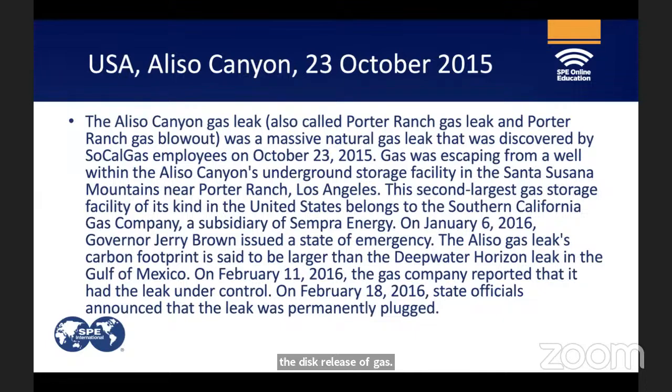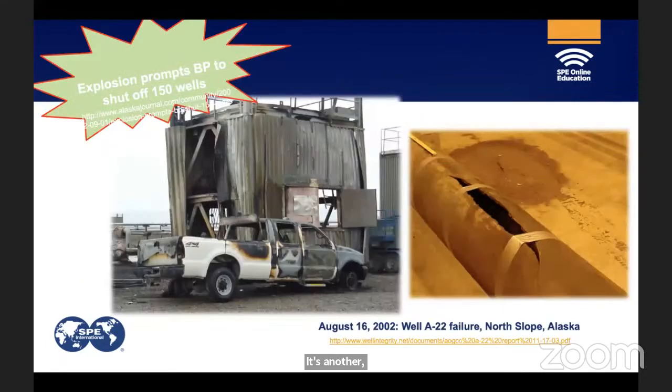This is another well integrity concern incident. Another incident happened in 2002. It was a BP well, wherein an explosion prompted BP to shut down 150 wells. This is a news article.